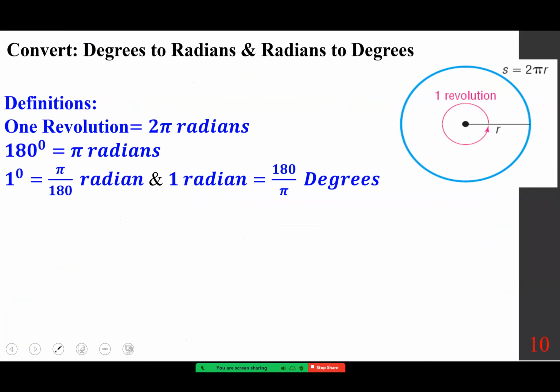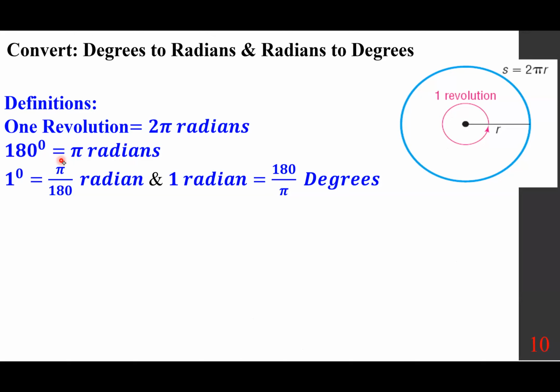All right, how do we go from one format to the next? In other words, radians to degrees and vice versa. Remember, a complete revolution is 2 pi radians or 360 degrees. So half of that is 180 degrees or pi radians. Okay, so that's a simple definition. One complete revolution, 360 degrees or 2 pi radians. Half of that is 180 degrees, pi radians.